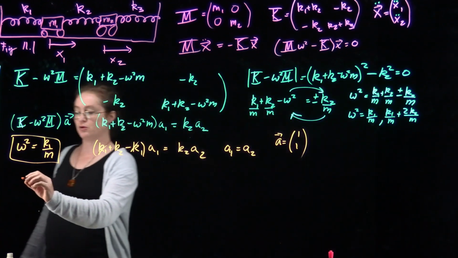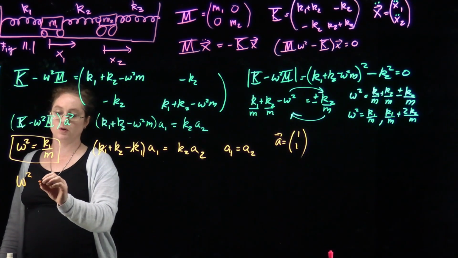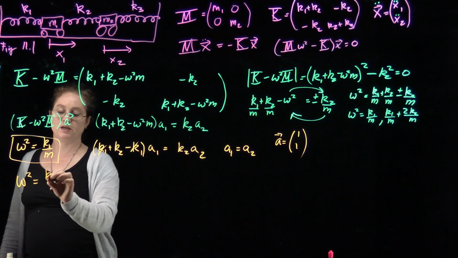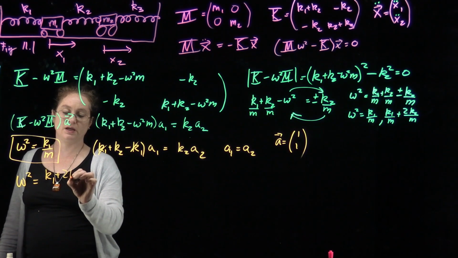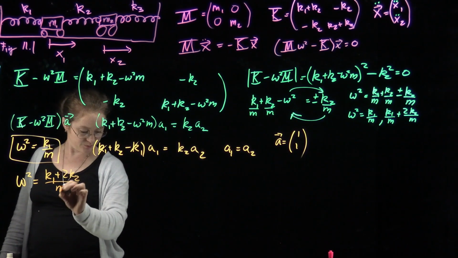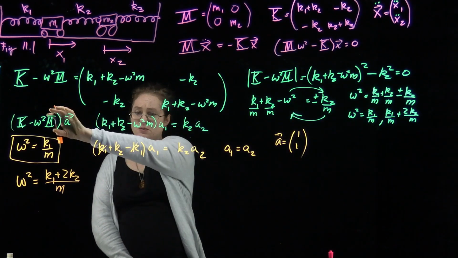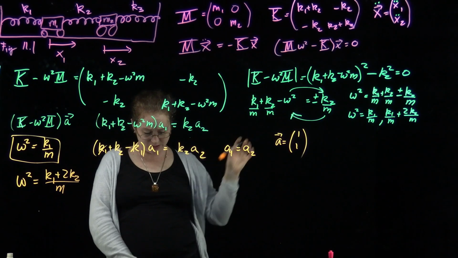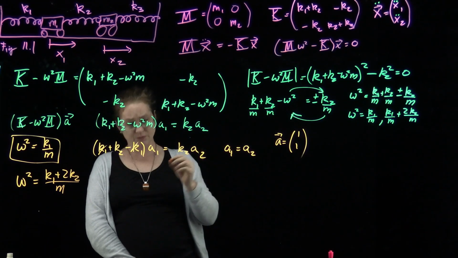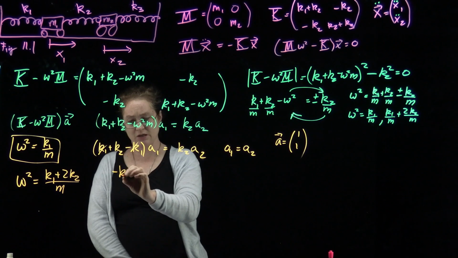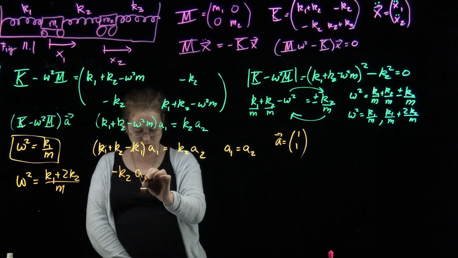Okay, so then we're going to look at the second one. Omega squared equals (K1 plus 2K2) over M. And we will evaluate this equation, and I'm just going to look at the top row, so the first equation. I get negative K2 A1.